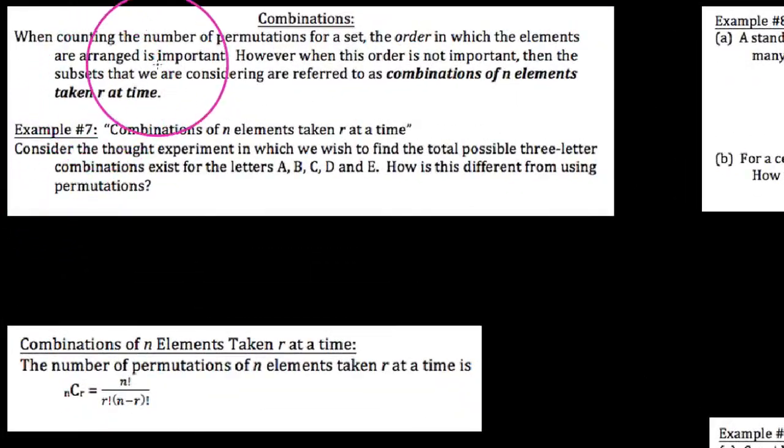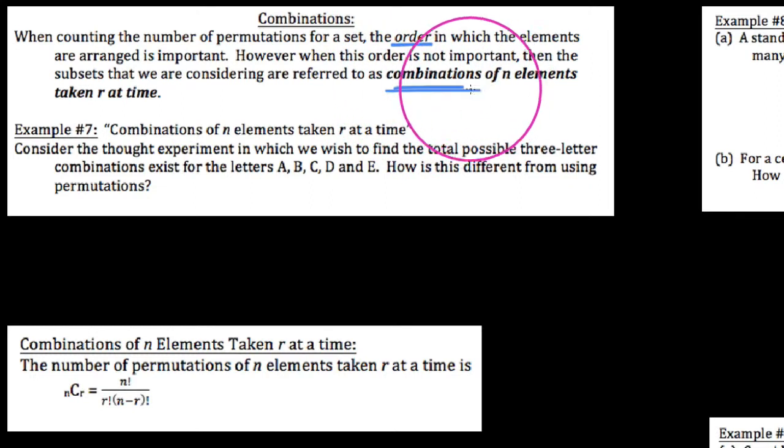In this video, we're going to be continuing our exploration of counting methods, and we're going to focus on what we call combinations as opposed to permutations. In our last video, we discussed permutations and how we interpreted them. When counting the number of permutations for a set, recall that the order in which the elements are arranged is important. However, when order is not important, the subsets that we're considering are referred to as combinations.